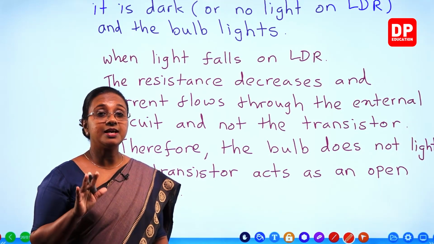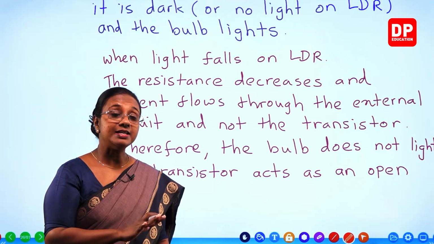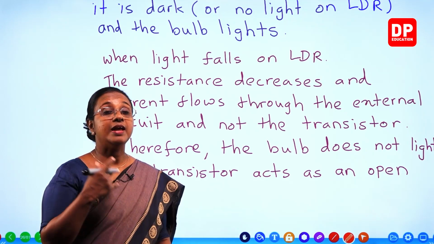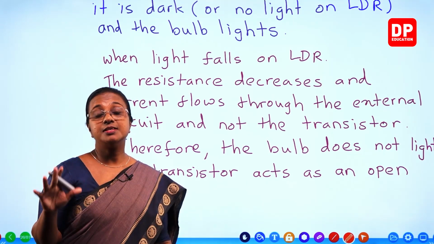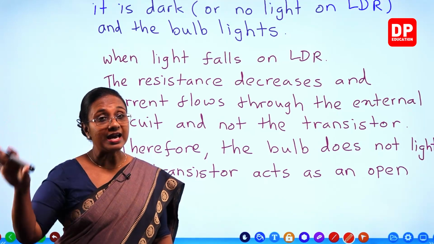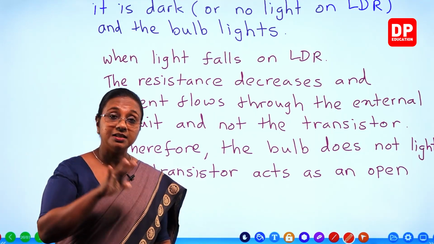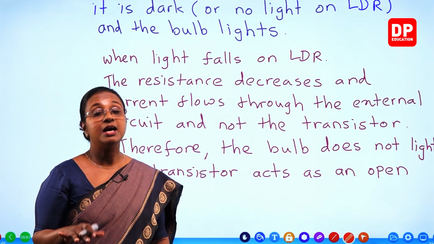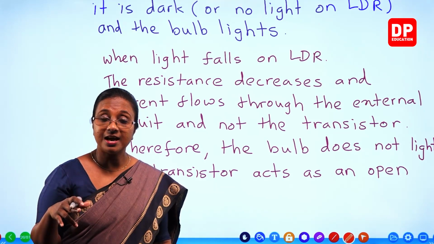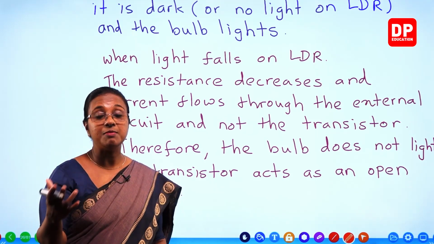The transistor acts as an automatic switch with a light sensor. The light sensor is the LDR. When light falls on the LDR, that is the daytime, the transistor is an open switch. So the lighting system will be off, the bulb is off. But during the night time, when there is no light falling on the LDR, then of course the transistor acts as a closed switch, current flows through it and the bulb lights.